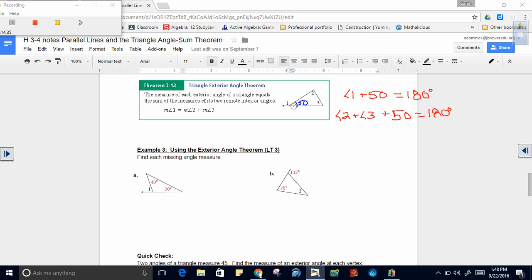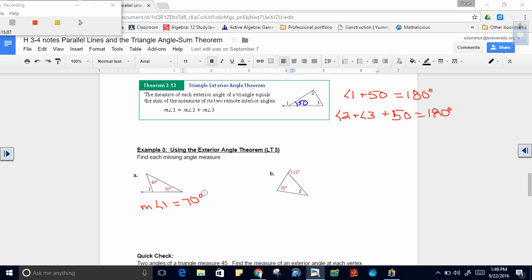So if the 50 and the 1 make up a line, and a line is 180, and 2, 3, and 50 make up a triangle, and a triangle is 180, the measure of angle 1 must be the same as 2 plus 3, since they're both going to equal 180 by just adding 50 to them. So here, if they want me to find the measure of angle 1, I can just add up 40 and 30. So the measure of angle 1 is 70.